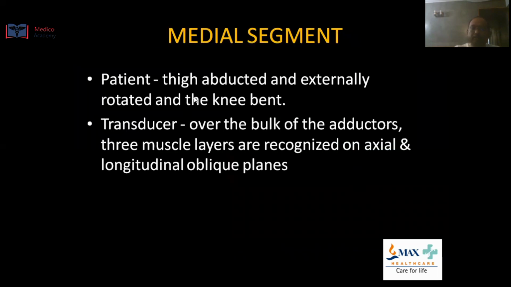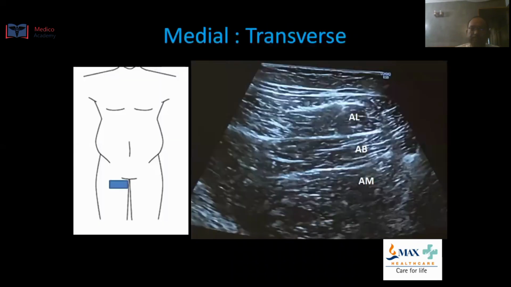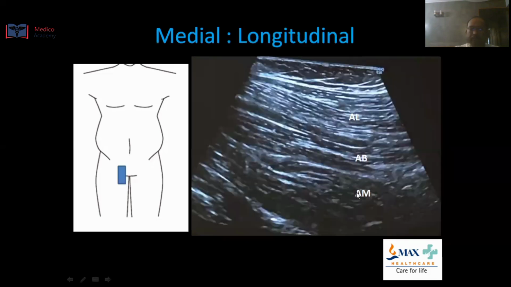In the medial segment, the patient's thigh is abducted and externally rotated, knee is bent, and the transducer is placed over the bulk of the adductors, and three muscle layers are recognized on the axial, the short and long axis oblique planes. So this is where in the medial aspect the probe should be kept, and in the short axis you are able to see the adductor longus, brevis, and magnus from superficial to deep. Similarly, in the long axis view, we are able to see the adductor longus, brevis, and magnus along this plane from superficial to deep.